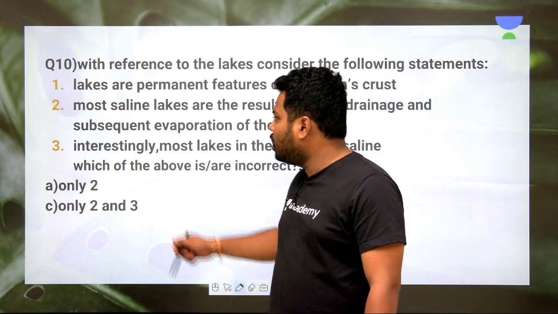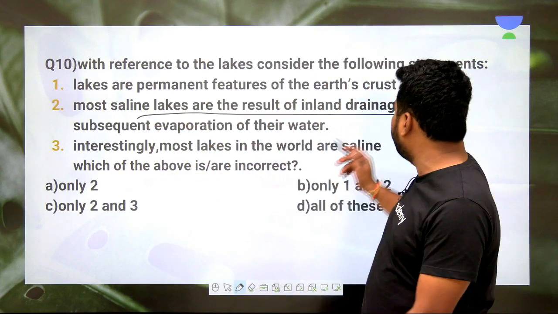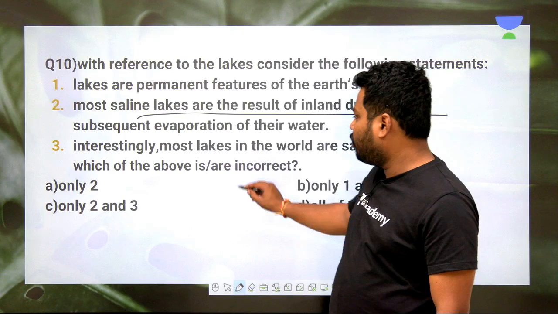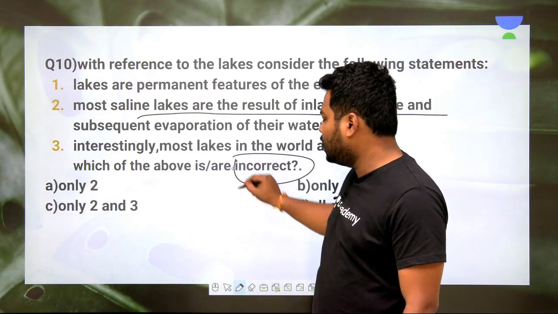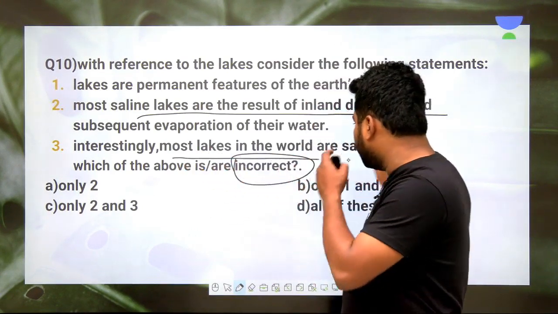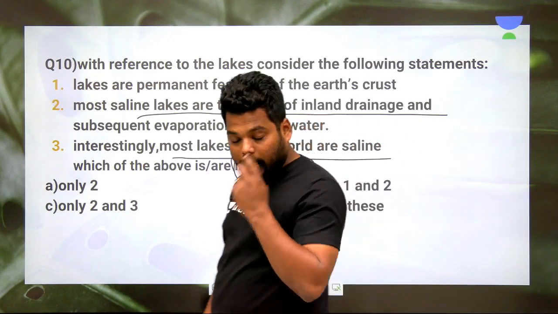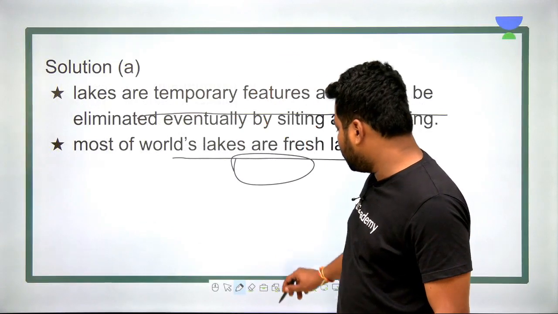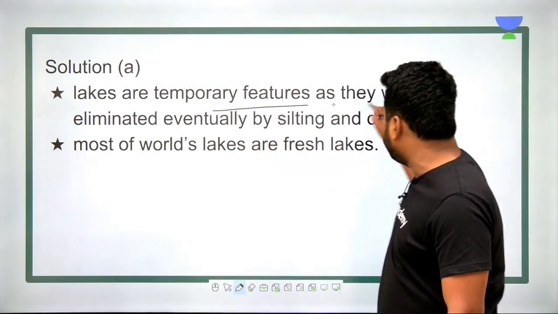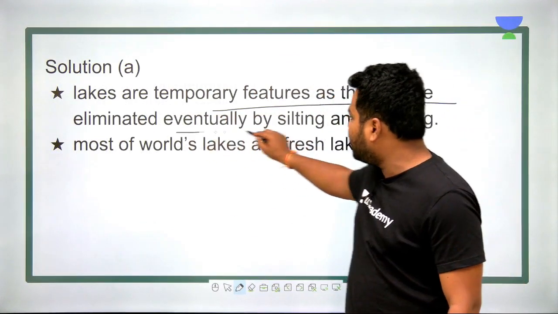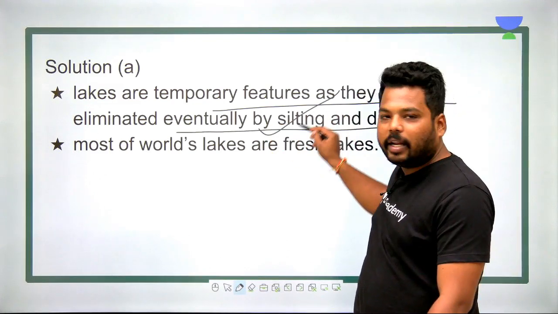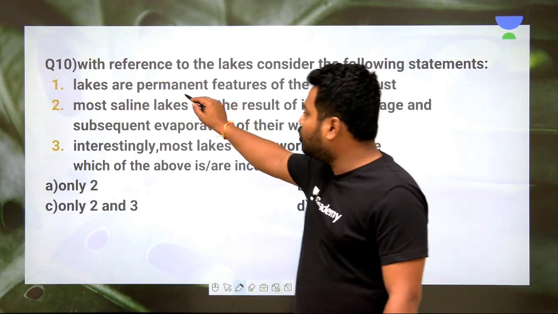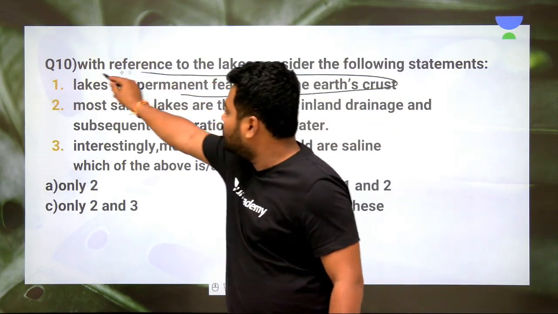Let's see what happens. Most saline lakes are the result of inland drainage and subsequent evaporation. Which of the following statements are incorrect? Interestingly, most lakes in the world are saline. Clear? Which statements are incorrect, we will see. Lakes which are present are temporary features, as they will be eliminated eventually by silting and draining. Clear? Such a statement you will never get in UPSC. That is going to be wrong for sure. This is incorrect.